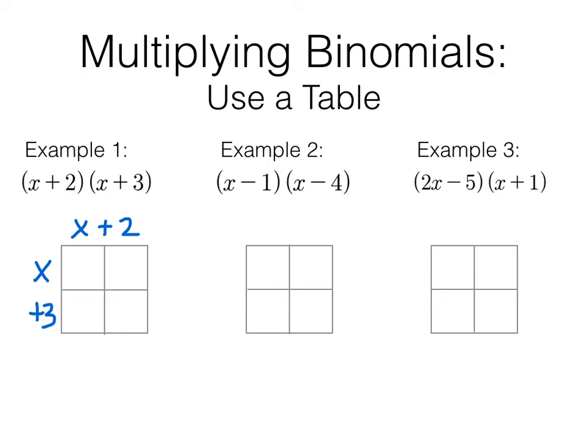So what do we do with that? Well, we multiply, just like the array, except without the picture. We multiply these 2 and put it in this box. So x times x is x squared. 2 times x is 2x.